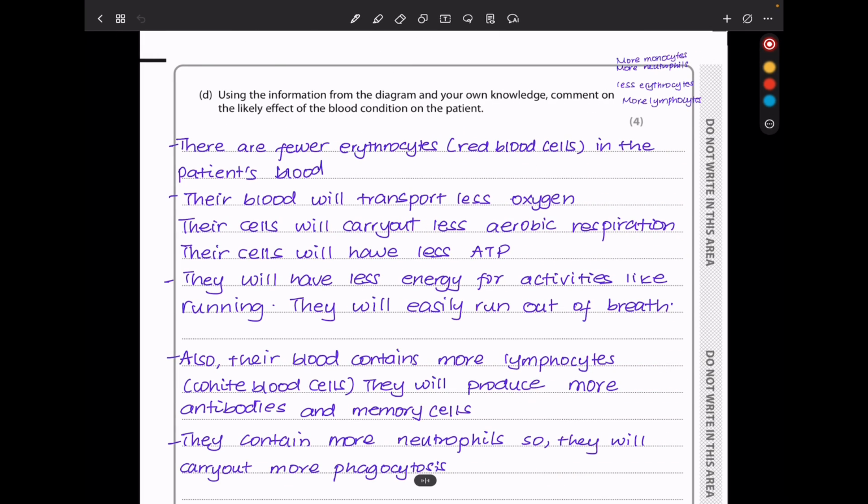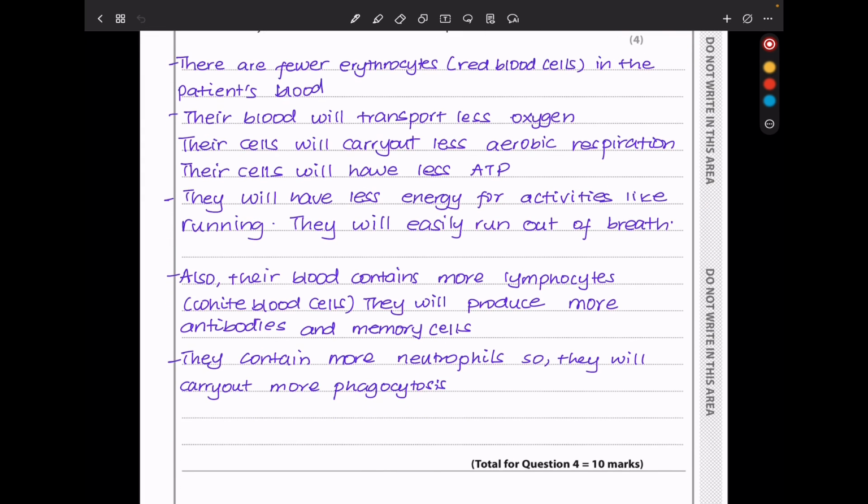And in part D, using the information from the diagram and your own knowledge, comment on the likely effect of the blood condition on the patient. We saw the patient had more monocytes, more neutrophils, less erythrocytes, and more lymphocytes. So I say there are fewer erythrocytes, which are the red blood cells in the patient's blood. So their blood will transport less oxygen, and their cells will carry out less aerobic respiration. Their cells will have less ATP, and they will have less energy for activity like running. They will easily run out of breath.